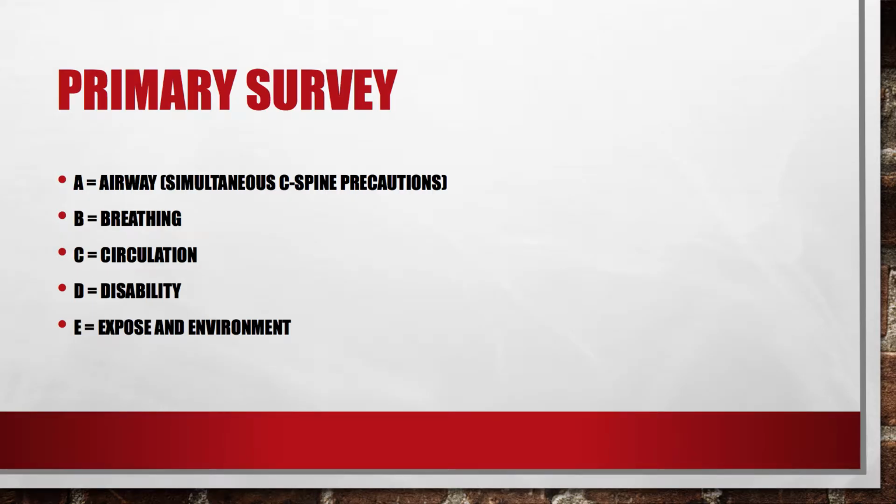For the purposes of this video, I will state appropriate interventions, but I will not discuss them at length. The primary survey consists of A for airway, with simultaneous C-spine precautions, B for breathing, C for circulation, D for disability, and E for exposing our patient and protecting them from the environment.